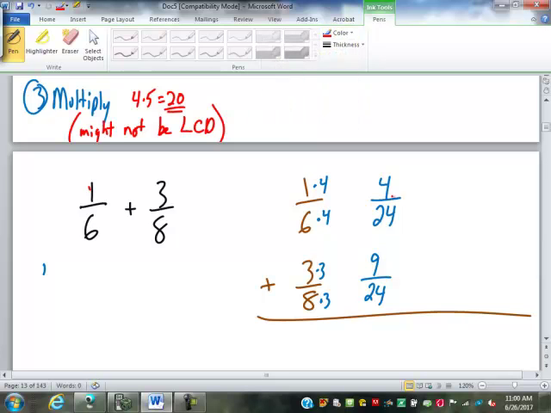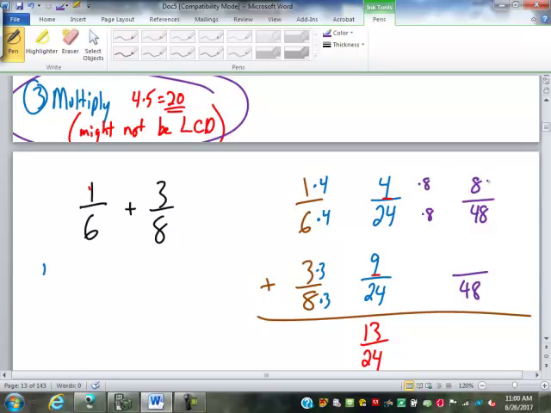So we combine the counts. 4 plus 9 is 13, and we keep the same name of 24. 13 24ths. What if we had tried option 3 there, just multiplying the denominators? What is 6 times 8? 48. So it would have been 6 times 8 to be 48, so 1 times 8 would be 8 48ths.